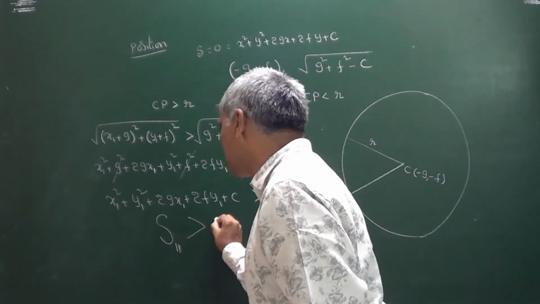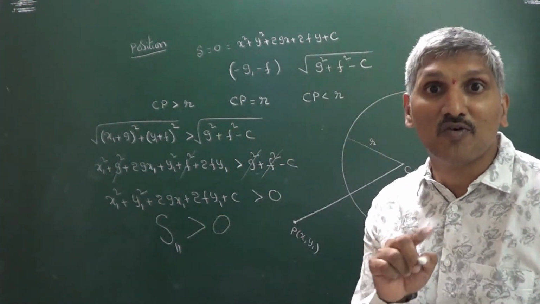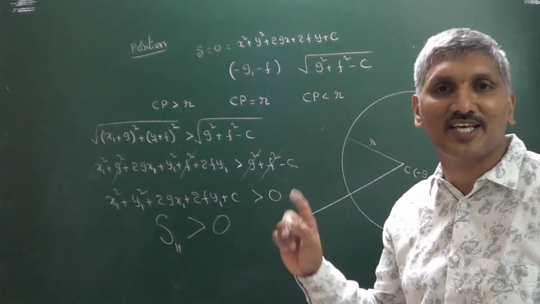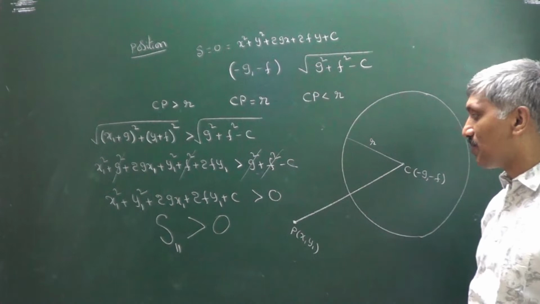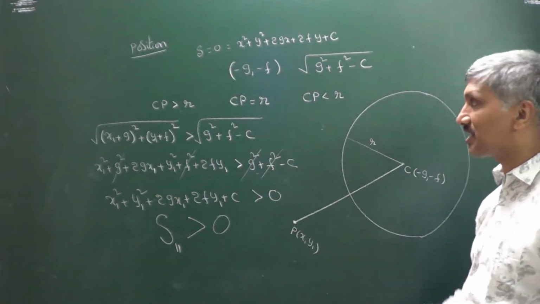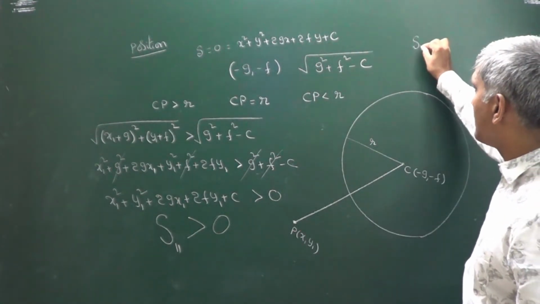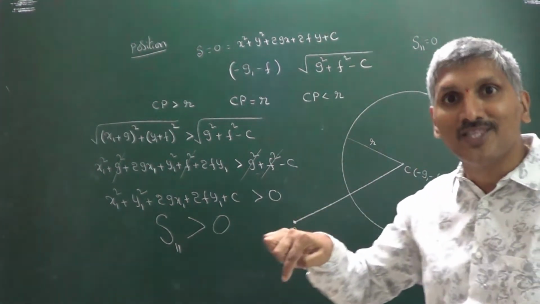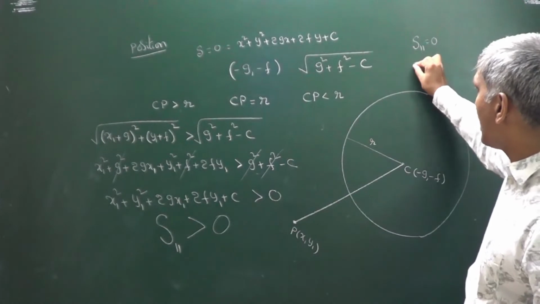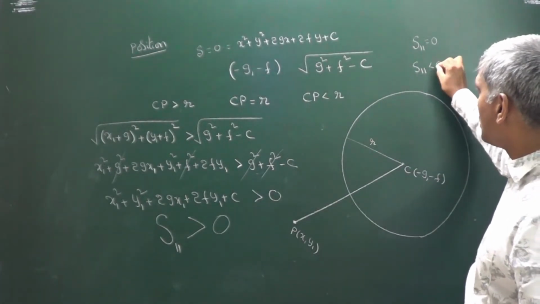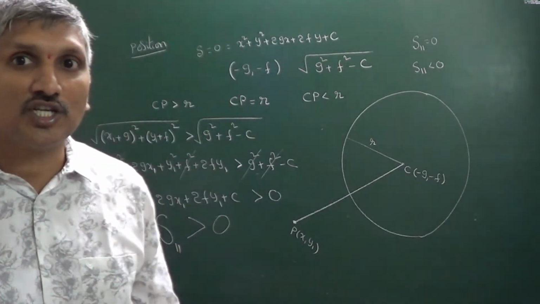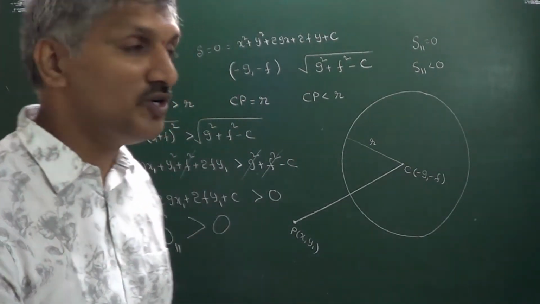S11 greater than 0. What can we say? Then we say the point lies outside the circle. S11 is equal to 0, then the point lies on the circle. S11 less than 0, then the point lies inside the circle. So that is the position of a point with respect to a circle.